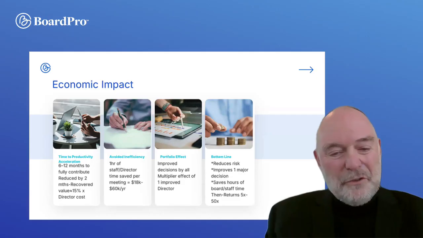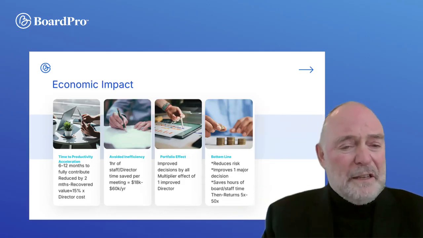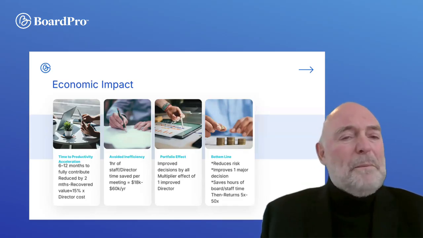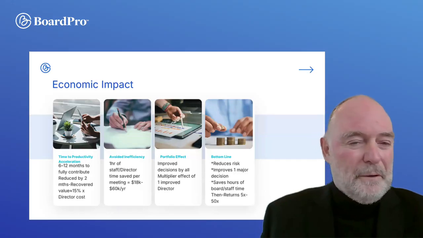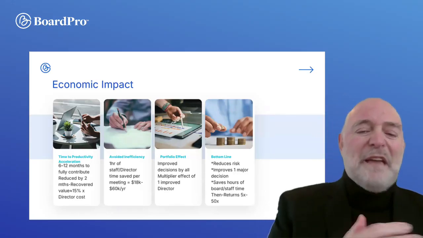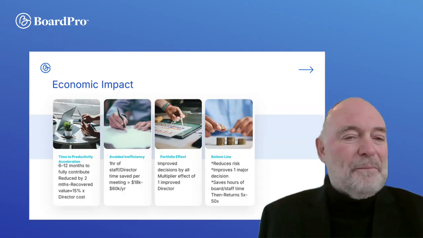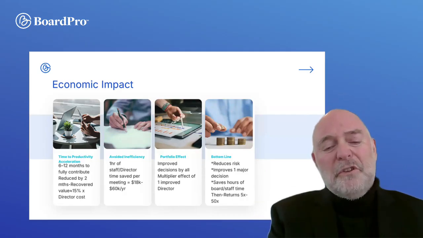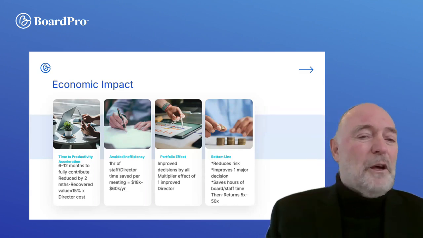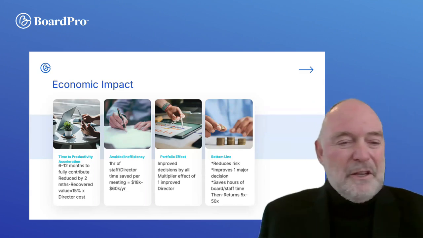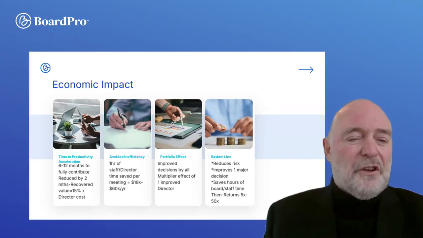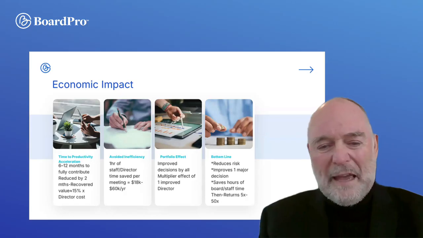And then lastly, to sort of summarise, you get a good induction program in place for your new directors. It reduces the risk of bad decision making. Even if it only improves one major decision over their period of term on that board, it's so worth it and saves hours of board and staff time. And the anecdotal research says that you can return 5 to 50 times the amount of time you spent developing that induction program. So there's some impact and strategic imperatives behind putting this induction in. It's just not a nice to have. It's something way more than that.